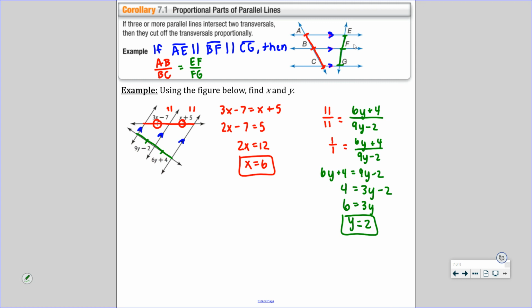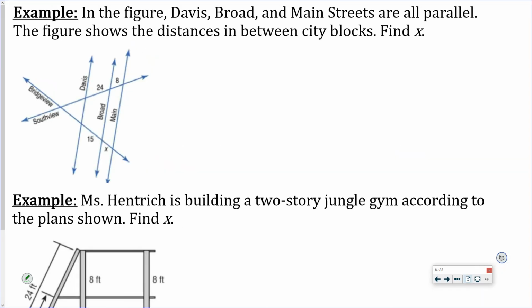All right, we're just going to do a couple word problems here, and then we'll call it a day. First one. In this figure, Davis, Broad, and Main Streets are all parallel. Let's mark it. They're all parallel. The figure shows the distance in between the city blocks. Find x. So I see in between Davis and Broad along South View is 24, and then Broad to Main is 8. And then along Bridgeview, Davis to Broad is 15, Broad to Main is x.